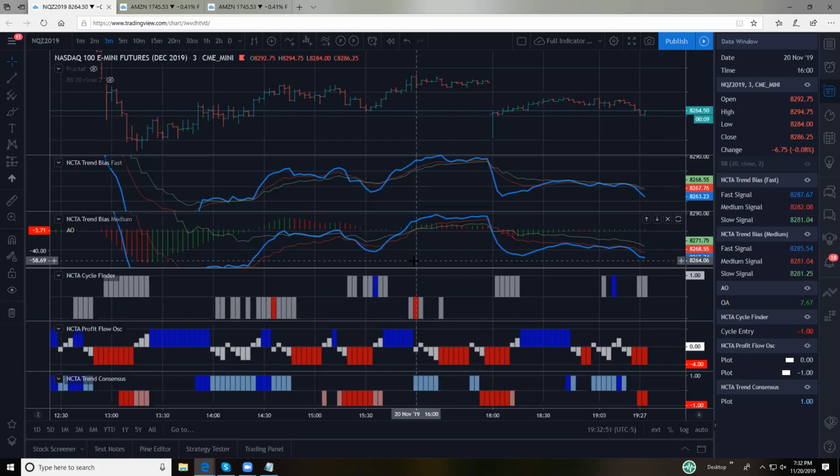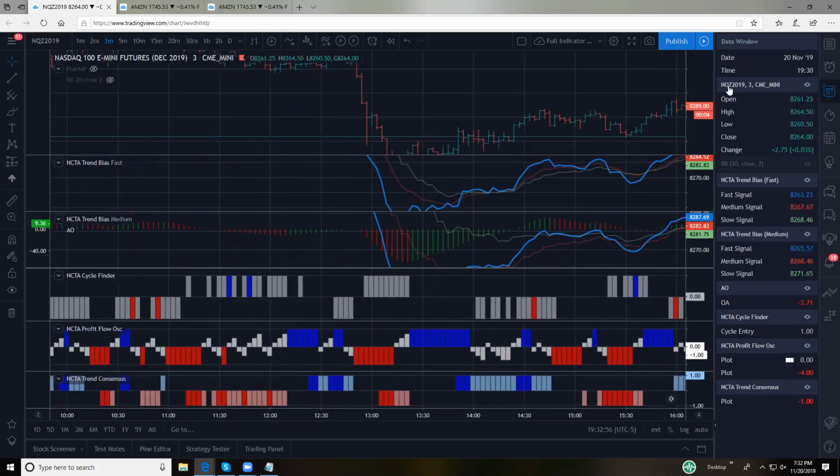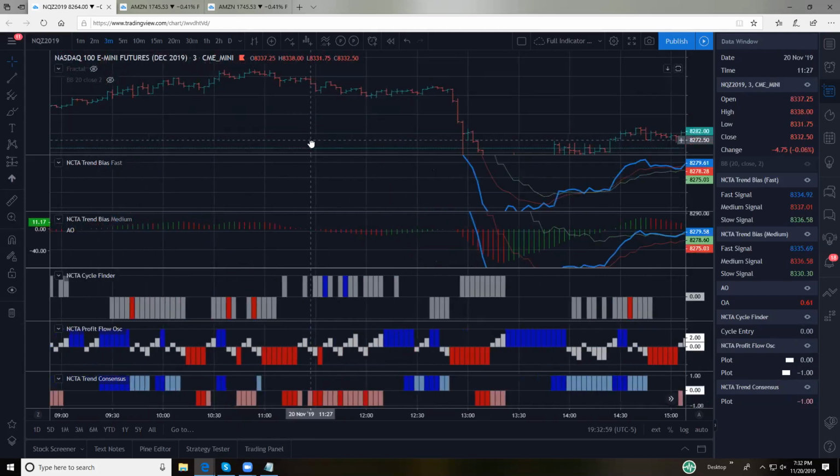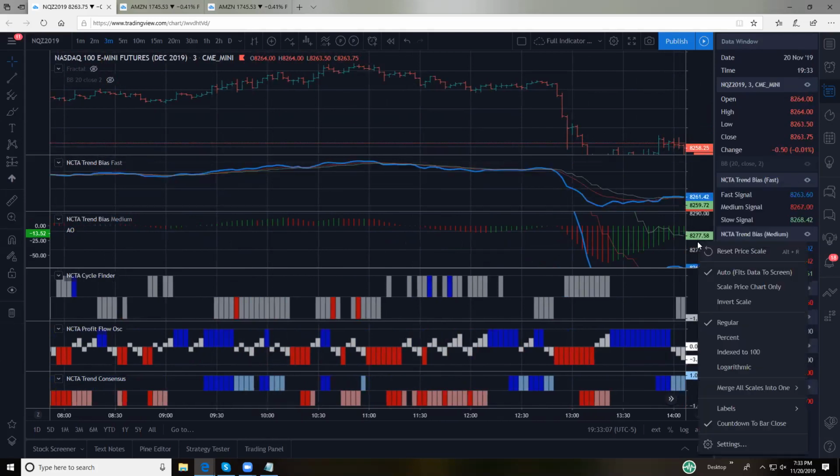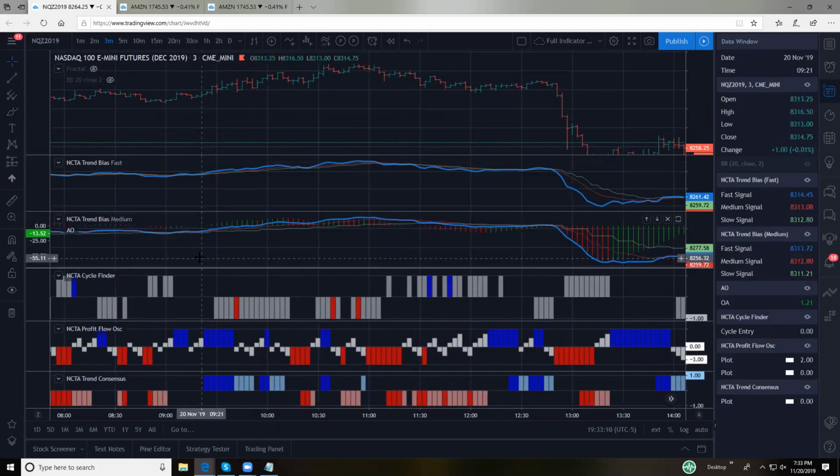So let me kind of walk through. I'll use today as an example. Today had some nice activity to it, and then I'll just randomly pick a couple of days. So we're going to go back to 9:30 this morning, let's reset that here. Go back to 9:30 this morning, and what we can see here right out of the gate at 9:30 is that we had an alignment between the AO, the fast, and the medium indicators.